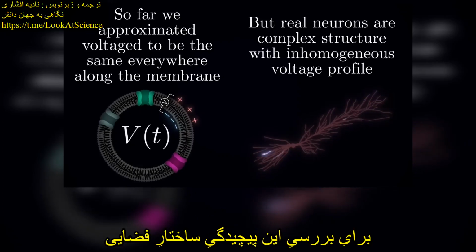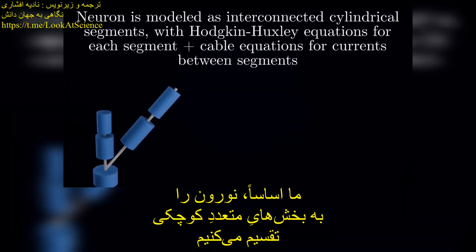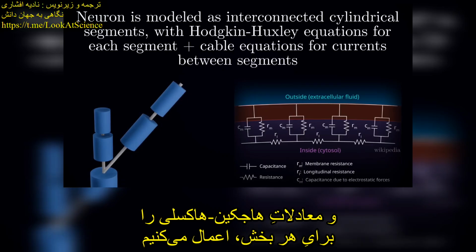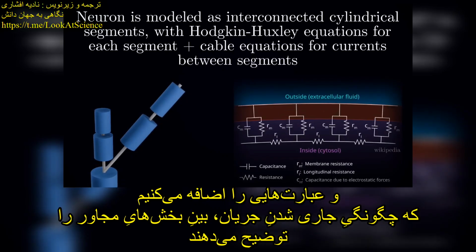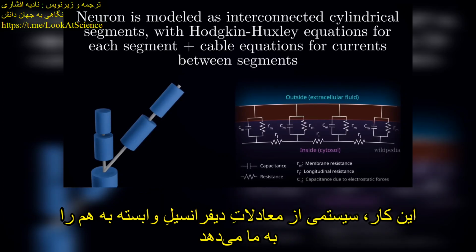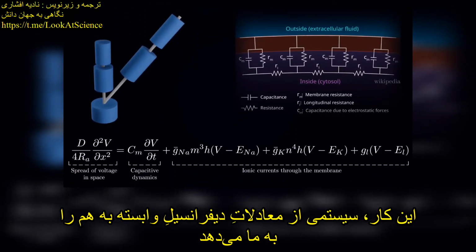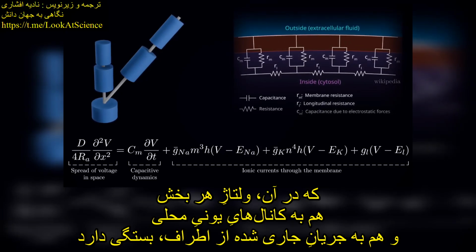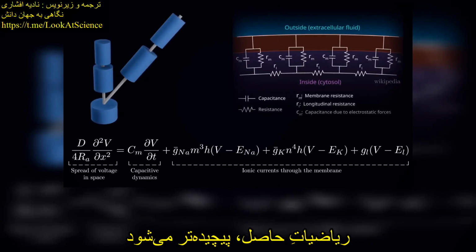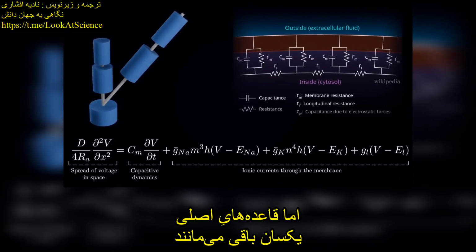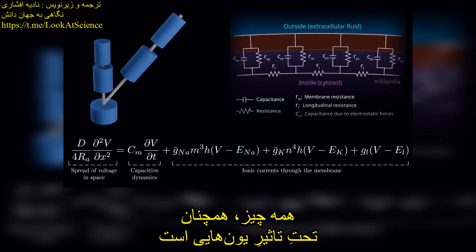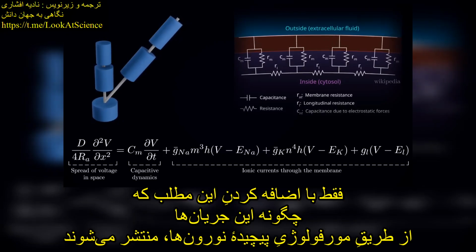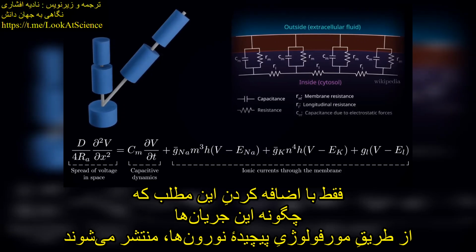To handle this spatial complexity, we essentially divide the neuron into many small segments and apply the Hodgkin-Huxley equations to each segment, adding terms that describe how current flows between neighboring segments. This gives us a system of coupled differential equations where each segment's voltage depends on both its local ion channels and on current flows from neighbors. The result in mathematics becomes more complex, but the core principles remain the same. Everything is still governed by ions flowing through voltage-dependent channels, just with the added consideration of how these currents spread through the neuron's elaborate morphology.